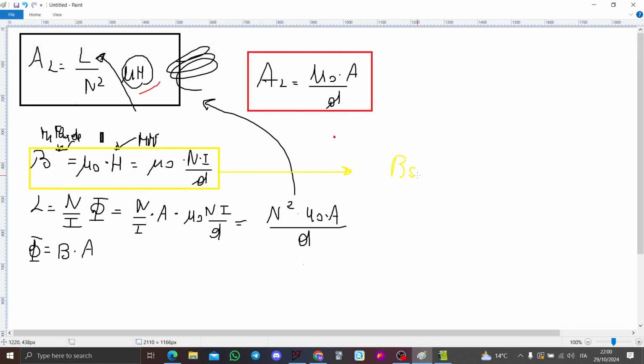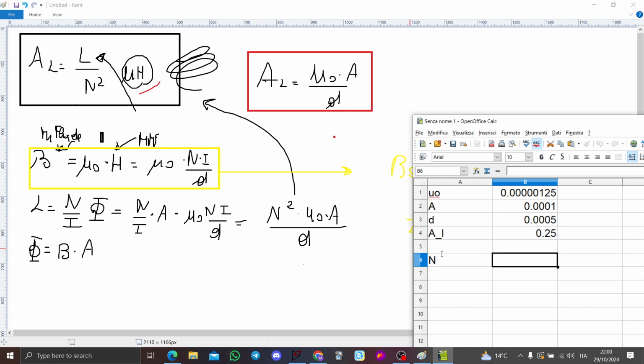So B sat is equal to mu0 times n times E saturation over D. And so E saturation is equal to B saturation times D over mu0 times n. So you can put n equal to 10, B sat equal to 0.37, and then we can use E sat to calculate how much current we can have.